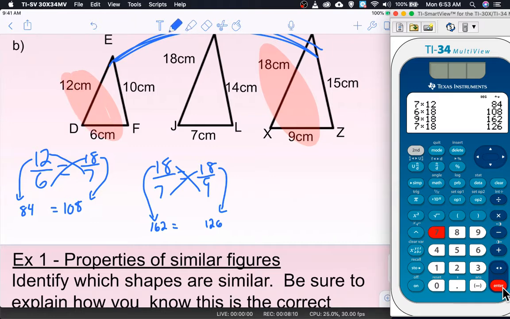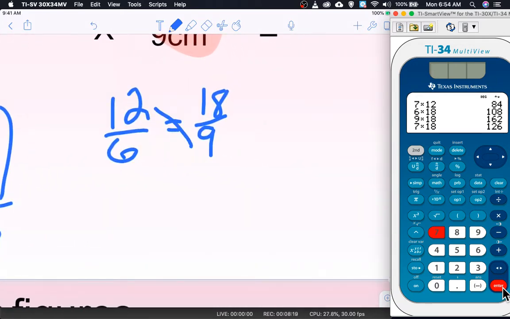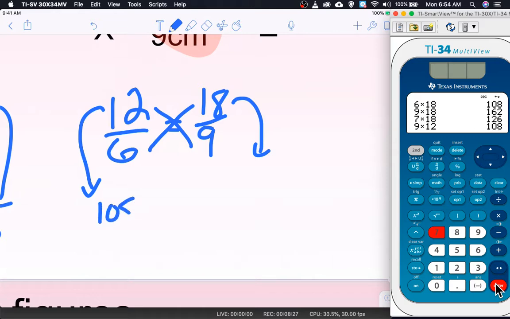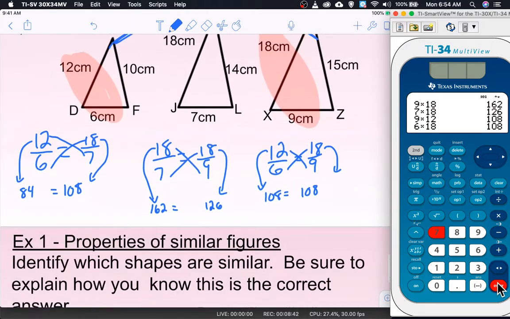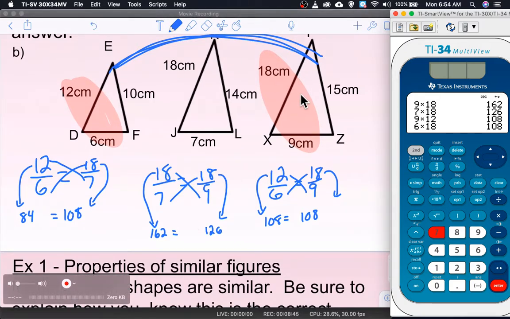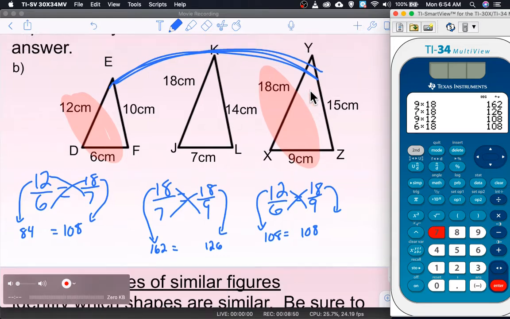So let's see. 12 over 6 equals 18 over 9. Cross multiply. Let's see, 9 times 12 is 108. 6 times 18, I don't know. There we go, 108. That worked. That was the only proportion that worked out of all that we tried, which makes those two triangles in proportion. These two triangles are similar. So we should probably say that in our answer.